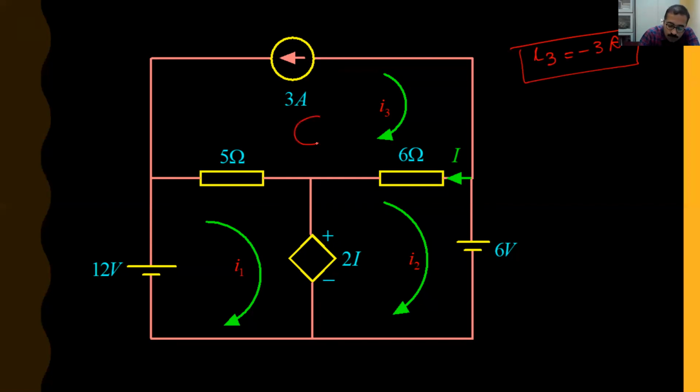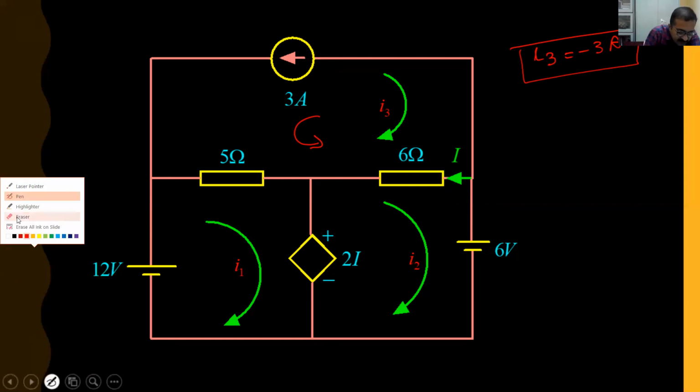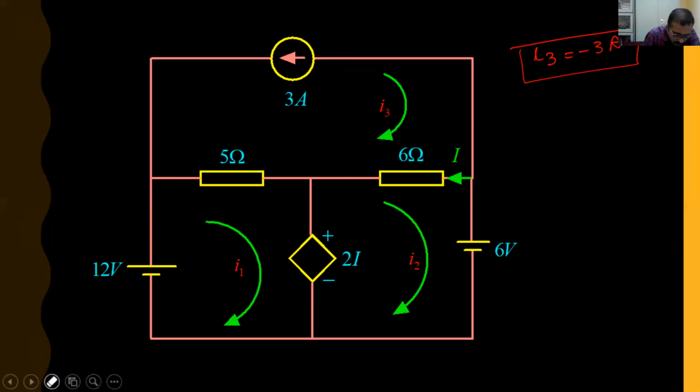If you have taken your loop current in this way, then your I3 would have been the same as the current source 3 ampere. But that is not the case here. We had considered current in anti-clockwise direction.